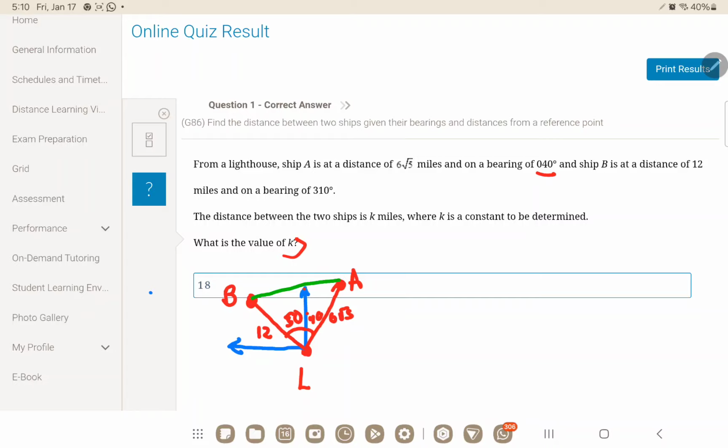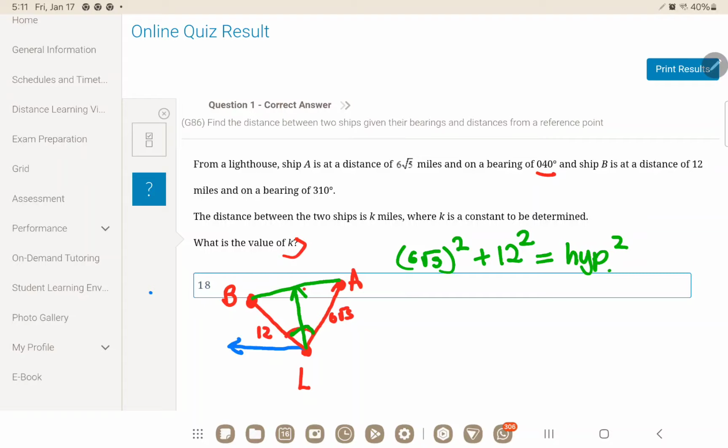Now I want you to notice something. Your two angles were 50 and 40. What does that make when you add them up? 50 and 40 gives you a 90-degree angle. So this is a right triangle. If this is a right triangle and you need to find K and you have two of the sides, what do you have to do? You do A squared plus B squared equals C squared. So side squared plus side squared equals hypotenuse squared. So 6 radical 5 squared plus 12 squared equals hypotenuse squared.